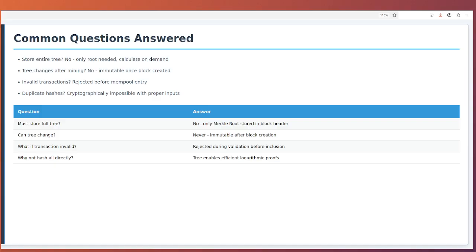Fifth, why not just hash all transactions together directly? That would work for commitment but wouldn't provide efficient proofs. The tree structure enables logarithmic verification. Merkle trees are elegant precisely because they balance compact commitment with efficient proof generation.